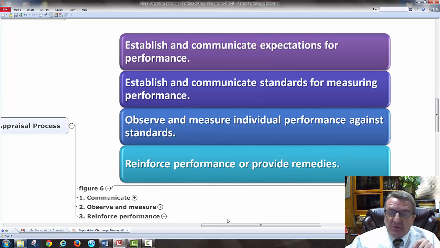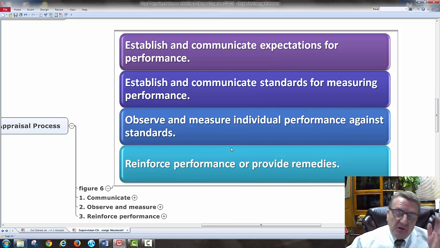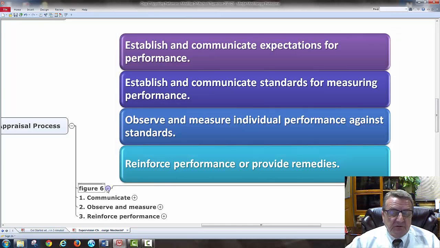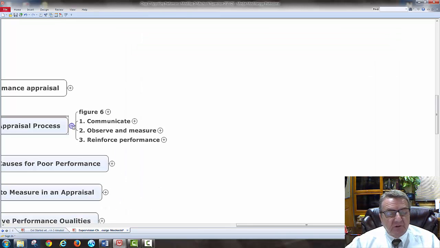Okay, observe and measure an individual's performance against standards. So I have to have a baseline. Here's where you're starting out now. This year, I want you to increase your sales by this much. I want you to have less customer complaints. I want you to have less errors on your paperwork, whatever it is. But here's a baseline. Last year you had this one. But it's something that the individual could manage himself. Reinforce performance and provide the remedies if it doesn't. So that's basically what this whole process was.